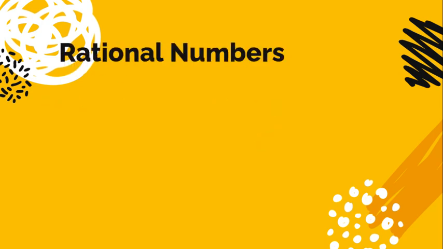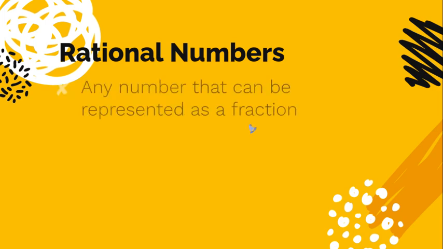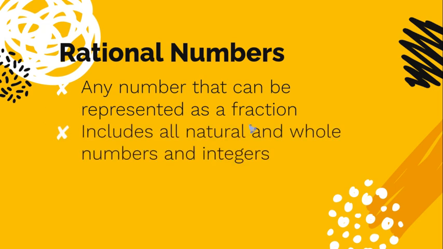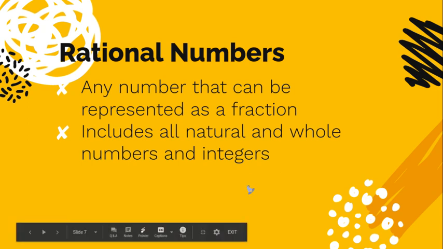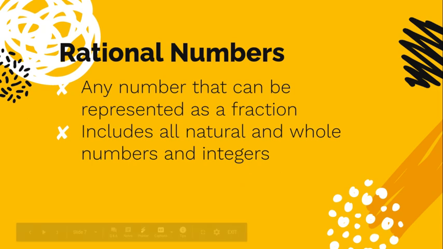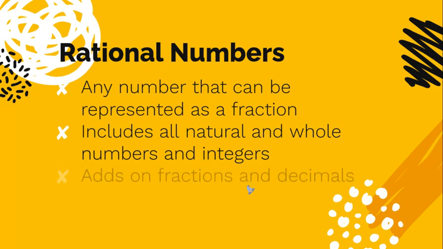Okay, and then our last set that we're going to go over is rational numbers. Rational numbers are any number that can be represented as a fraction. It includes all natural numbers, whole numbers, and integers. So natural numbers, whole numbers, and integers are all subsets of rational numbers. Rational numbers is our biggest set that we know, and it has subsets of natural numbers, whole numbers, and integers inside of it. All of these numbers can be represented as a fraction.